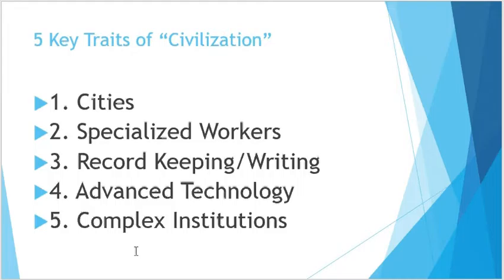It's a society that has five things: one, cities; two, specialized workers; three, record keeping and writing; four, advanced technology; and five, complex institutions. And what was interesting was the agricultural revolution, which was again the settlement to farming. It kind of created all of these things.